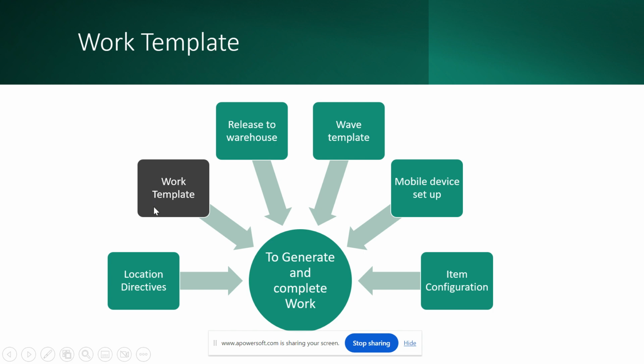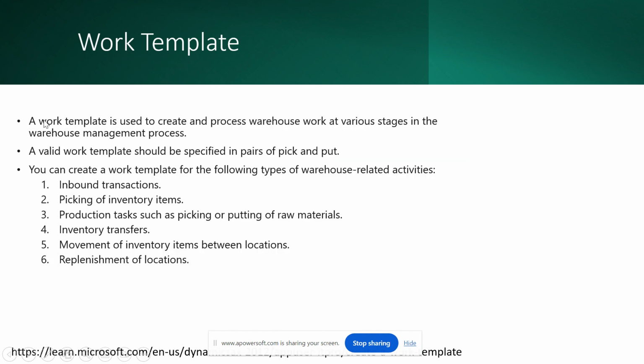So work template primarily defines what work needs to be performed. If we get into the definition of work template, a work template is used to create and process warehouse work at various stages in the warehouse management process. So this work can be a part of various stages of the warehouse management process, right? Whether it is inbound or outbound, or within the warehouse if you want to perform any warehouse operations. So it can be various stages of the warehouse management process.